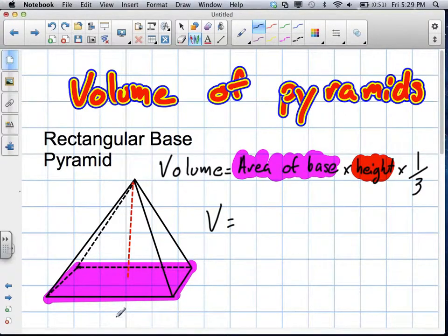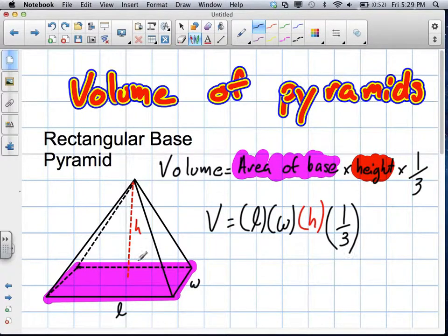Yeah, right? So if this is our length and this is our width, okay? Area of the base is the length times the width, times, this will be our height. We know that, okay? So times the height, and we have to multiply by 1/3. So that's the volume of this pyramid. Now it looks complex, but really the area of our base is just these two guys here. Our height is our height, and our 1/3 is our 1/3.